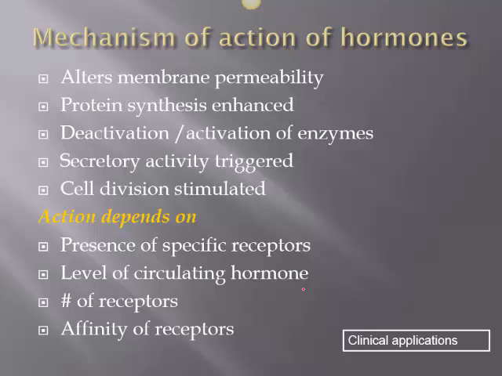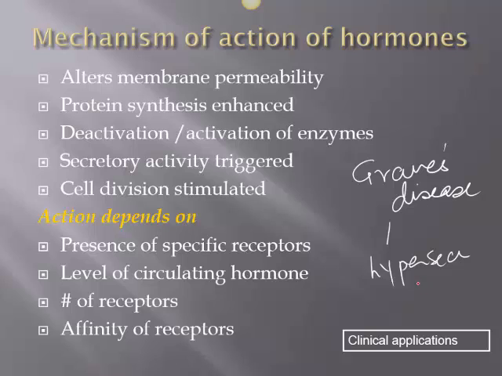So two examples that we will see, and you will do this. One is a condition known as Graves' disease. And when we did autoimmunity in the immune system, I mentioned this Graves' disease. This leads to hypersecretion of thyroid hormone. And it's an autoimmune condition.